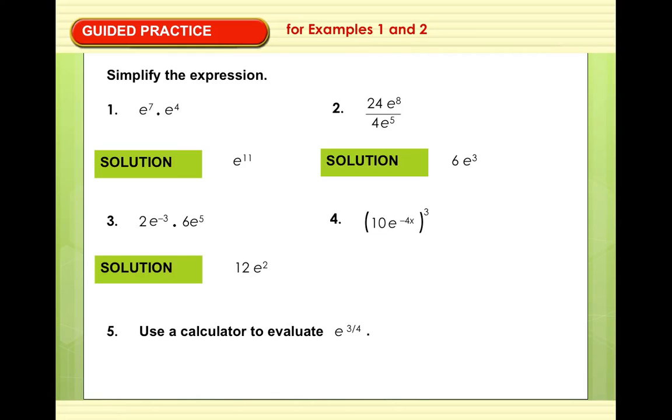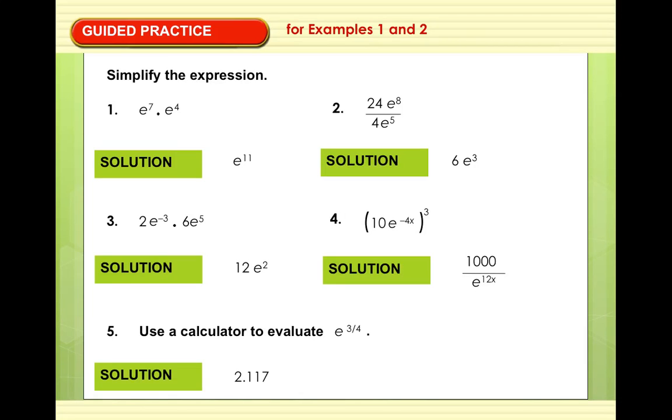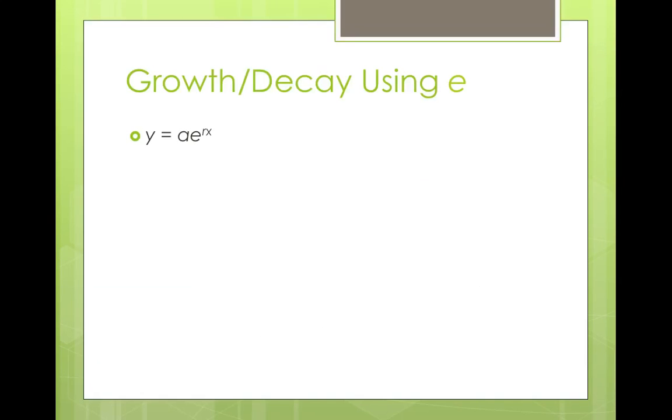And in number 4, we're going to use the power of a product rule, we'll use the power of a power rule, and then if we still end up with a negative, we'll need to use the negative exponent rule in order to end up with an answer of 1000 over e to the 12x. And finally, if you put e to the 3/4 power in your calculator correctly, you should get an answer of about 2.117.